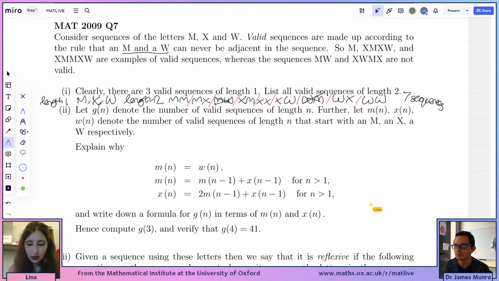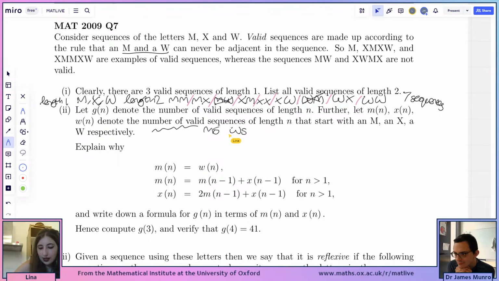So the first part of the question asks why MN equals WN. If we think about this, we can have any sequence here, and if we replace all of our M's with W's and vice versa, if we just swap them around, we've still got a valid sequence, because if we've swapped them all, then there must be no M's and W's next to each other. So that means that the number of valid sequences beginning with M must be the same as the number of valid sequences beginning with W, because they follow the same rules. So that explains why this one is true.